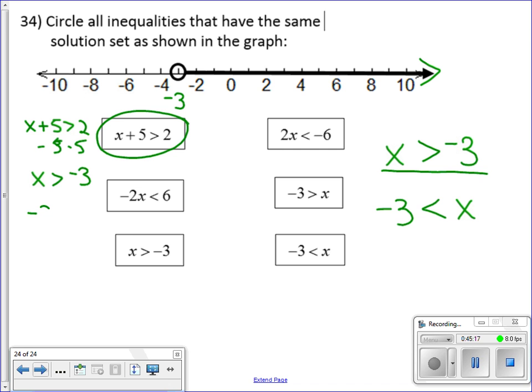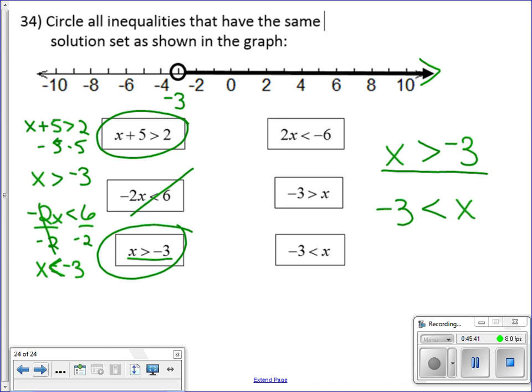All right, let me do the next one. Negative 2x is less than 6. That means I need to divide both sides by negative 2. That means that x is equal to negative 3. Oh, excuse me, not equal. Sorry, is less than negative 3. Is x less than negative 3? No, that's out. Okay, let me do this one. Is x greater than negative 3? Yes, it is. That one works because that's what we just said.